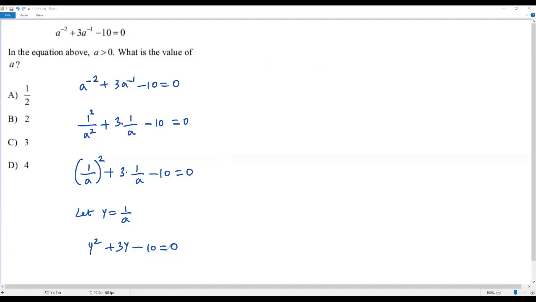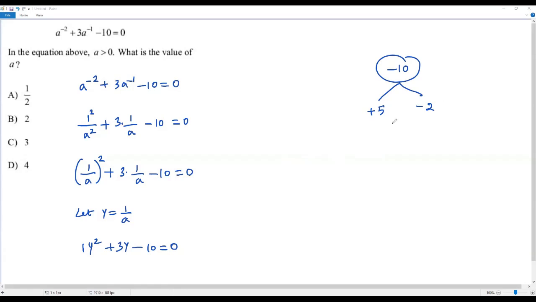I think we can try to solve this quadratic equation by factoring. For that, we have to multiply this constant term negative 10 by the coefficient of y squared, which in this case is 1. When I multiply negative 10 by 1, I get negative 10. Now I have to get two factors so that the product of these two factors equals negative 10. When I add the two factors, it must equal the coefficient of y, that is positive 3.